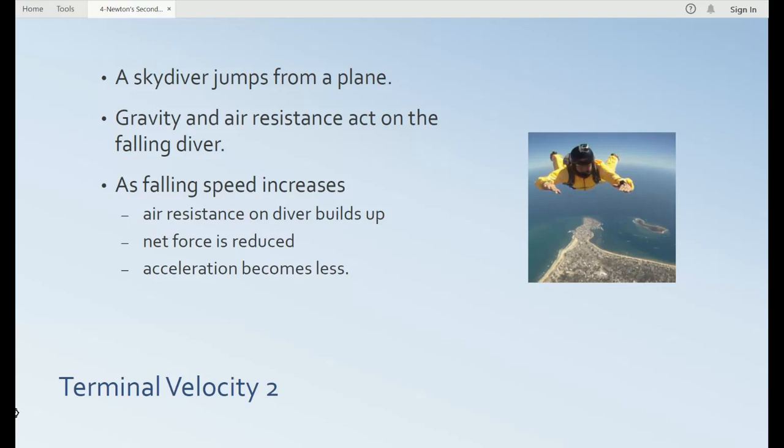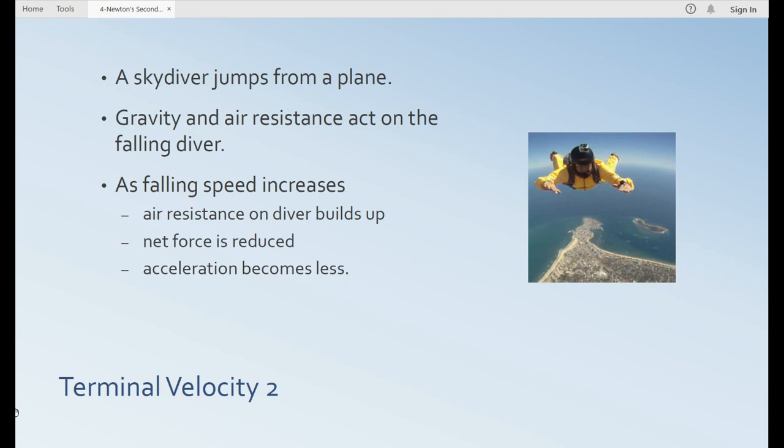So let's put this in action. Let's say we have a skydiver who jumps from a plane. Of course, as he jumps from the plane, the force of gravity is going to pull him down, and air resistance is also going to be pushing back against his body. And as he falls faster and faster, the air resistance is going to build up, and that force is going to become greater and greater.